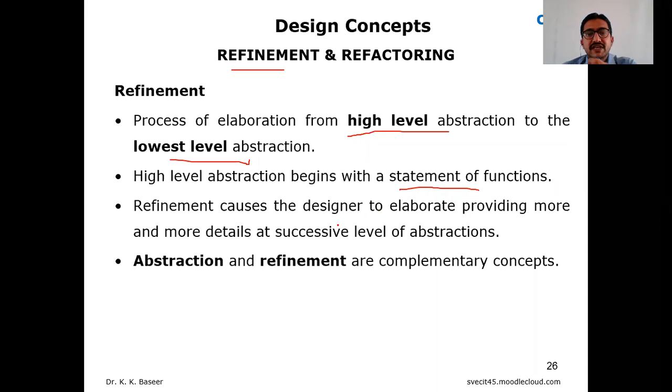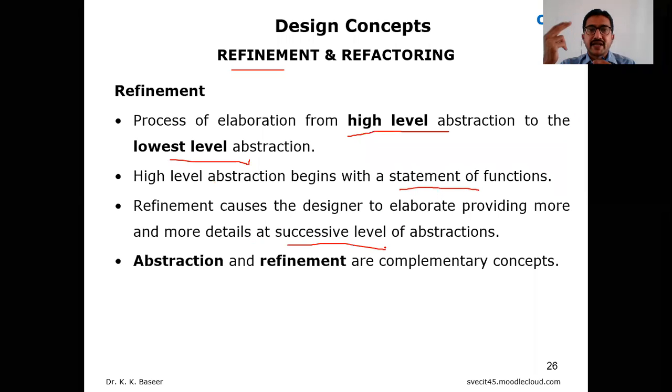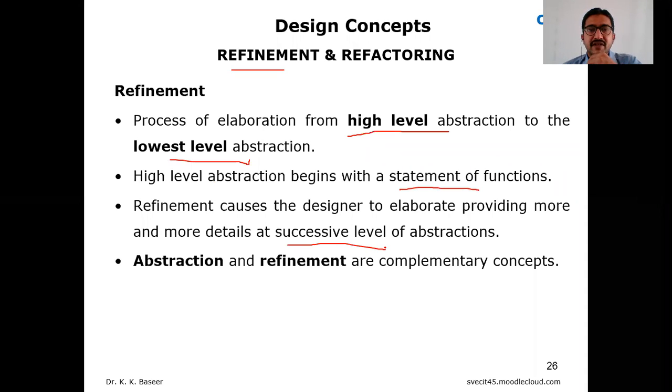So refinement causes the designer to elaborate, providing more and more details at successive levels of abstraction, because we are moving from higher level abstraction to lower level abstraction. What is higher level? The abstraction gives only the main words, the main keywords we are defining. What about the lower level abstraction? We are giving detailed information about that. So that's why refinement causes the designer to elaborate, providing more and more details at successive levels of abstraction.